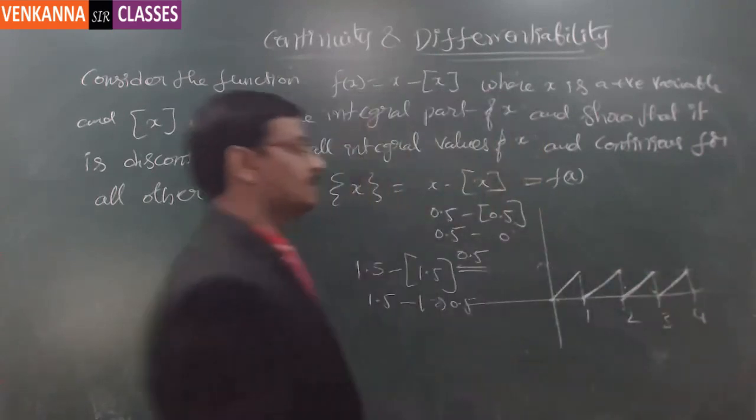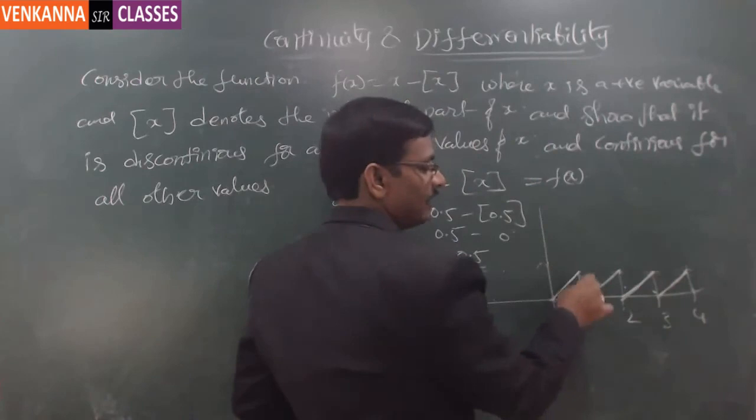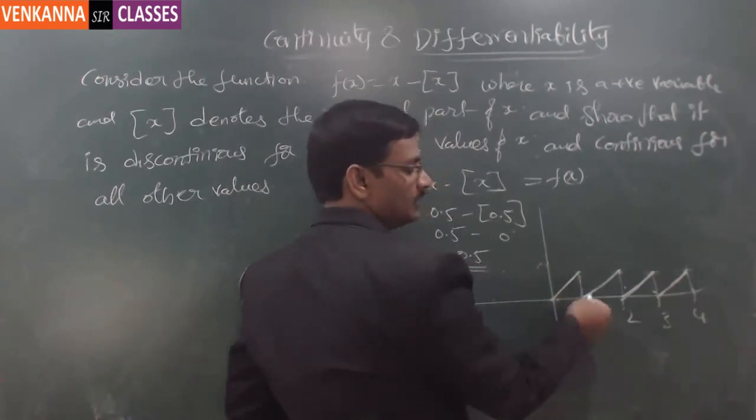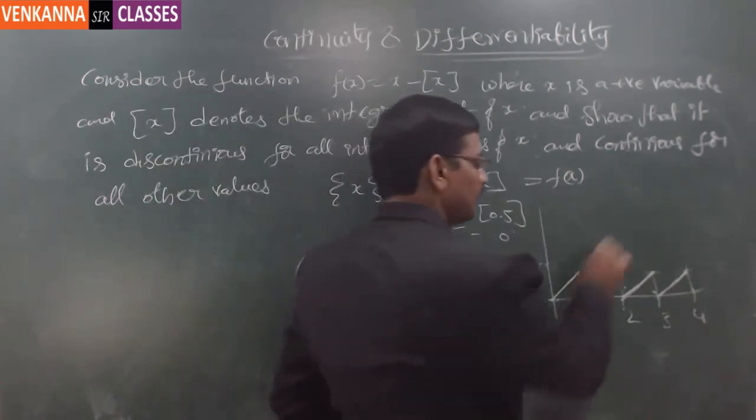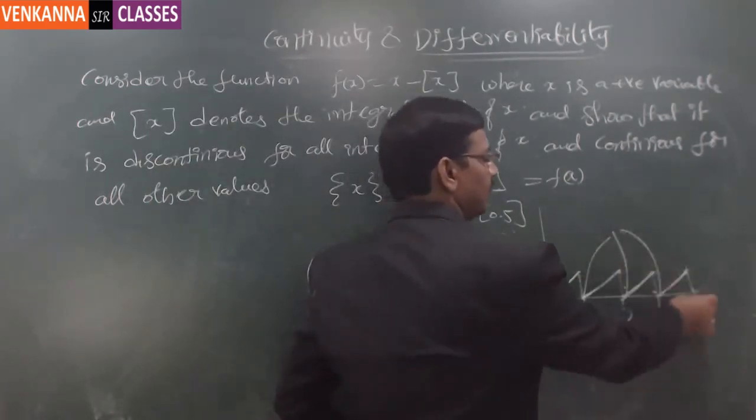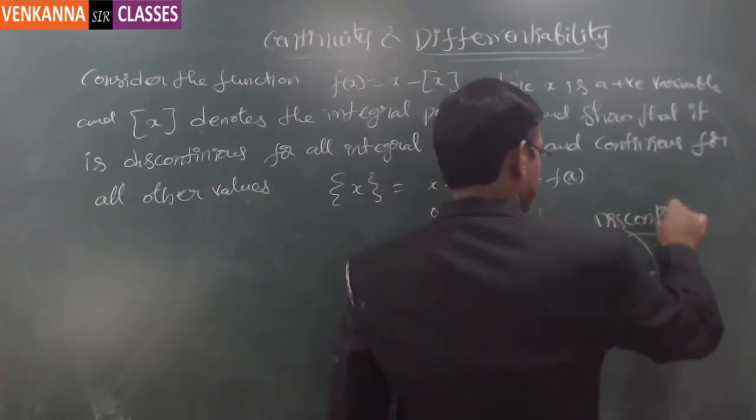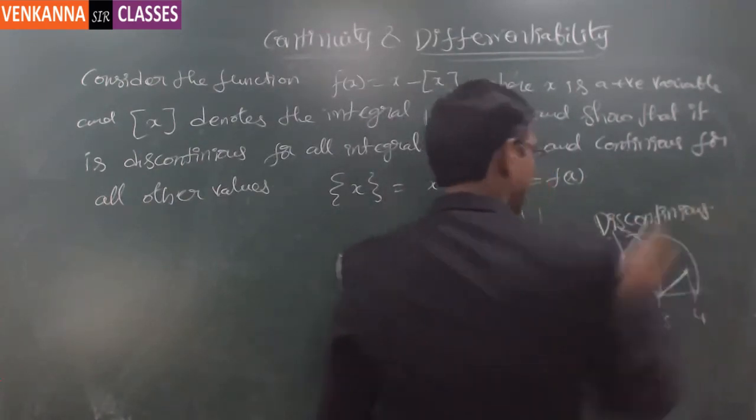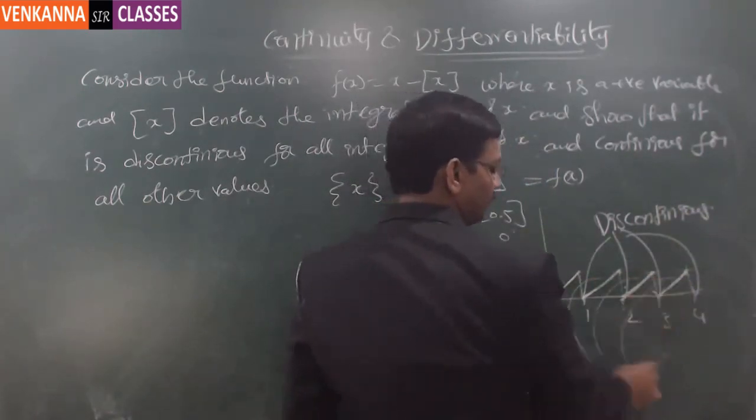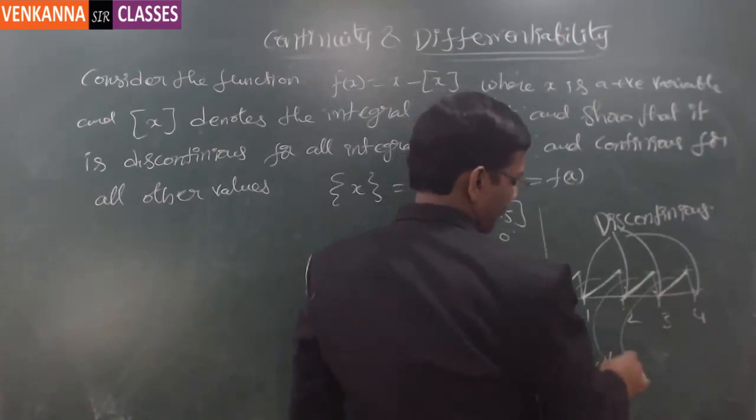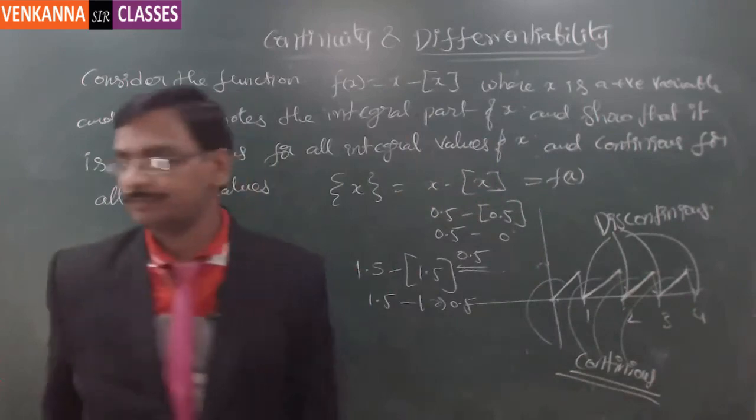Now if you notice this graph, at 1 minus the function value is different, and at 1 plus the function value suddenly drops to 0. That means this is discontinuous at this point, this point, this point and all these points. So this is discontinuous. At the rest of the places it is continuous. And this is what he asks us to prove mathematically.